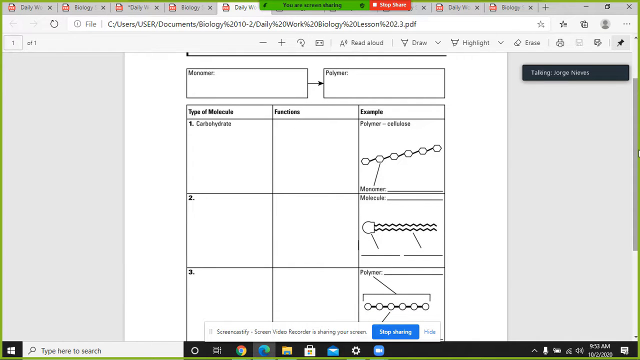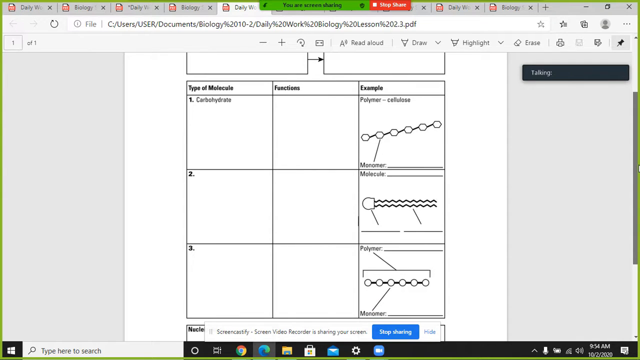Okay, carbohydrate. Can someone tell me the function of carbohydrates? ¿Cuál es la función de los carbohidratos? Dime, Camila. Okay, so thank you. So basically, it is broken down to provide energy to the cells. An example that we saw in class was the polymer celulosa, ¿verdad? Cellulose, and the monomer is, ¿cuál es el monómero de celulosa? Glucosa, ¿verdad? Glucose. Lo vimos también en la clase.